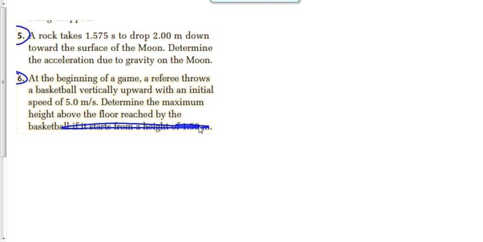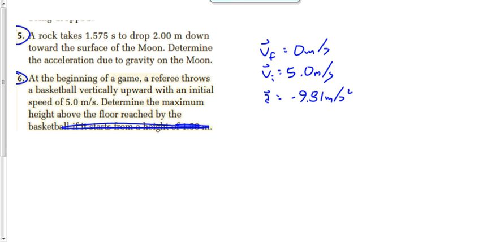The referee throws the basketball up. What happens is it goes up into the air, it slows down, and stops. We're looking for the max height. So what's our read between the lines thing here? Vf is 0, not Vi is 0. Vf is 0. Vi is 5 meters per second. a is negative 9.81. And we're looking for the displacement again. So I'm going to let you guys solve this one and see if you can figure out, once you get the displacement, why this is not the final correct answer.